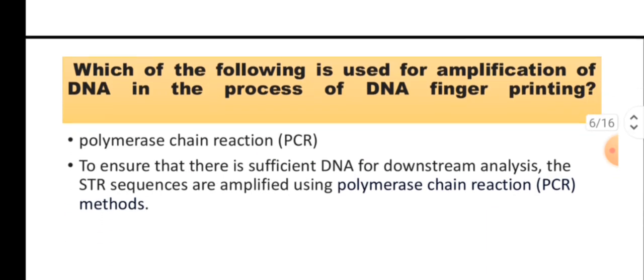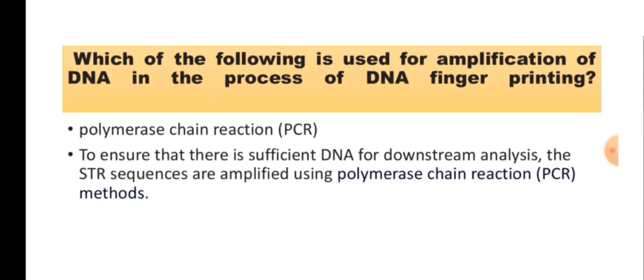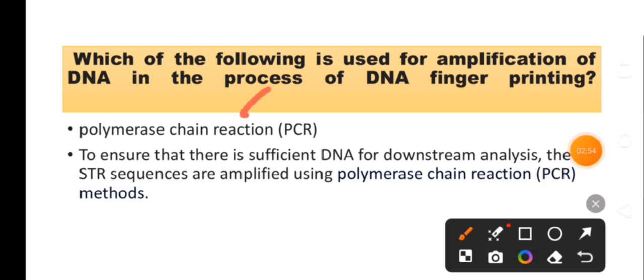Next. Which of the following is used for amplification of DNA in the process of DNA fingerprinting? Answer is polymerase chain reaction, or PCR. To ensure that there is sufficient DNA for downstream analysis, the STR sequences are amplified using the polymerase chain reaction method. Important question. Next.